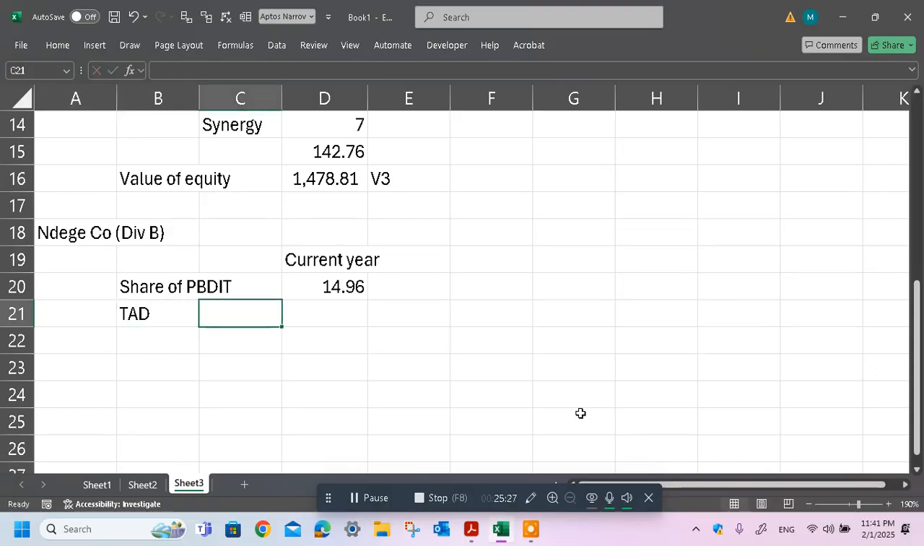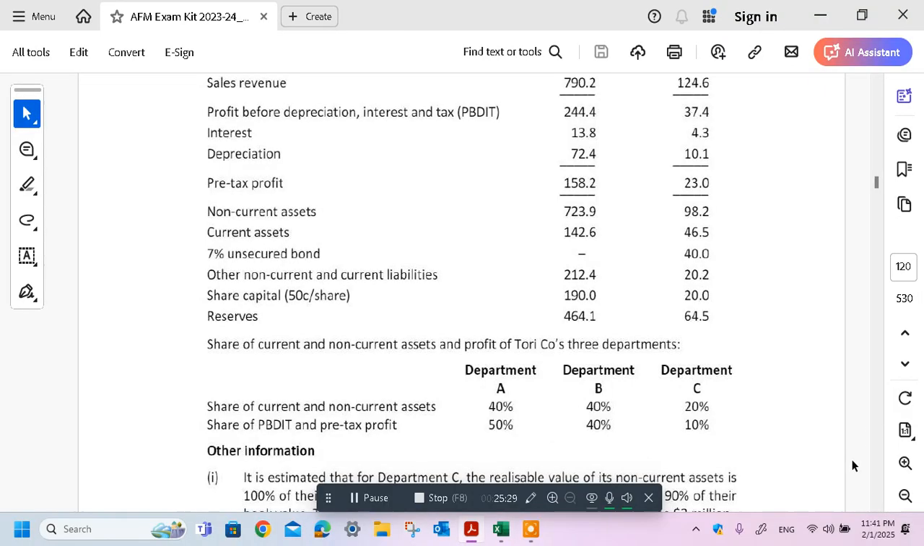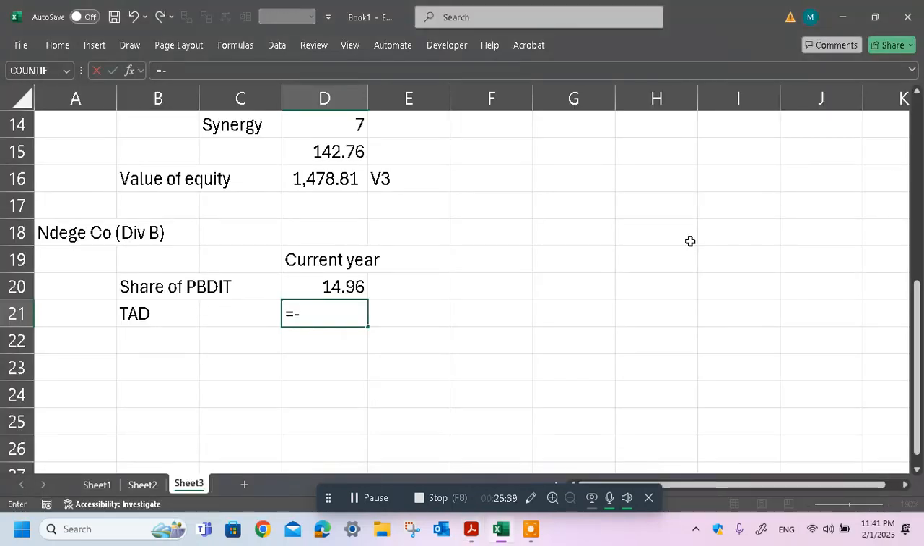Then I need to take tax allowable depreciation. What do they say? 10% of assets value. Assets are 40%, share of current and non-current assets 40%. So non-current assets 98.2, with a minus, let's put it 98.2. 40% is Department B's assets. On those assets, you get 10% depreciation. Look, 40% is to find the non-current assets for this company. Then 10%, not 1%, 10% to find the depreciation, because they say 10% is the depreciation.